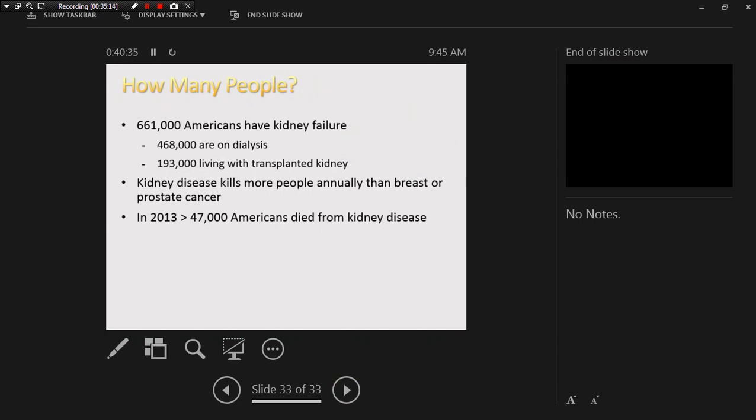And then just some statistics, right? How many people have kidney failure? 6,600,000 people have kidney failure, and close to 500,000 people are on dialysis. But only 200,000 are living with a transplanted kidney. So kidney disease kills more annually than breast or prostate cancer. And then in 2013, almost 50,000 Americans died from kidney disease alone. So it seems like the numbers are off a little bit as far as the people that are on dialysis and the people that are actually living with a transplanted kidney. So those numbers seem like they need to flip a little.